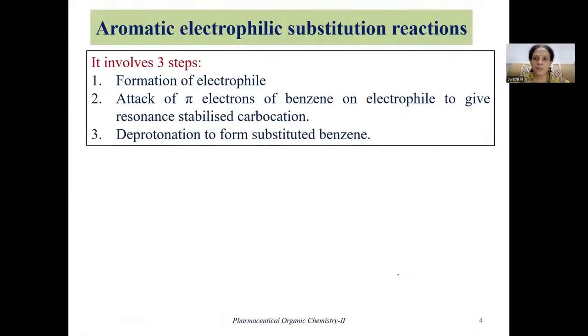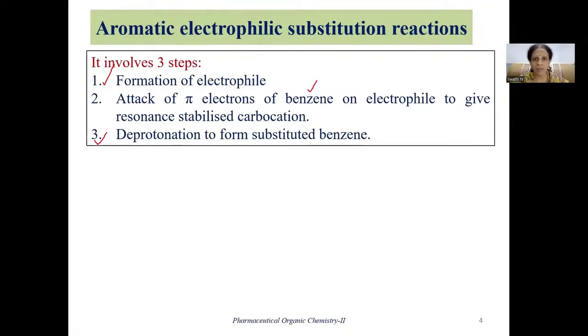Now that you have learned why benzene undergoes electrophilic substitution reactions, now let me explain the general mechanism involved in electrophilic substitution reactions of benzene. Aromatic electrophilic substitution reactions of benzene involve 3 steps. Because it is an electrophilic substitution reaction, in the first step there will be formation of electrophile. Now in the second step, the pi electrons which are present in the benzene ring system will attack the electrophile to form a resonance stabilized carbocation. Later in the third stage, the resulting carbocation undergoes deprotonation and thus finally forms the corresponding substituted benzene.